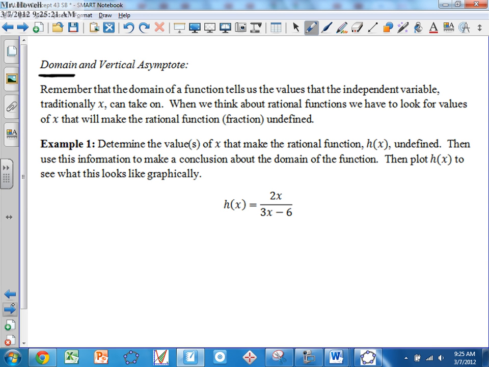I know some of you know right away by looking, but show me mathematically how you would solve for the domain restrictions. What would you do? Very good, Victoria. Take the denominator and set it equal to 0.